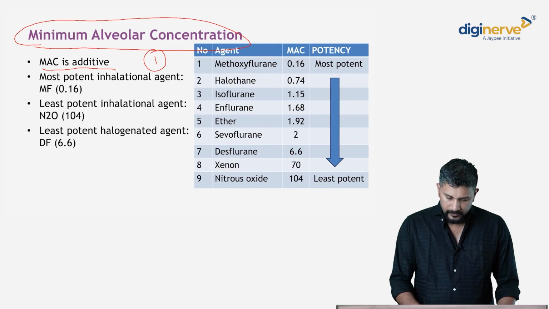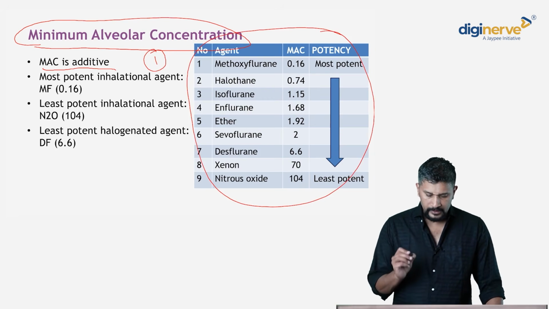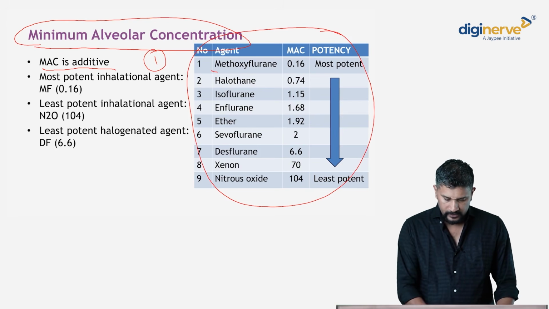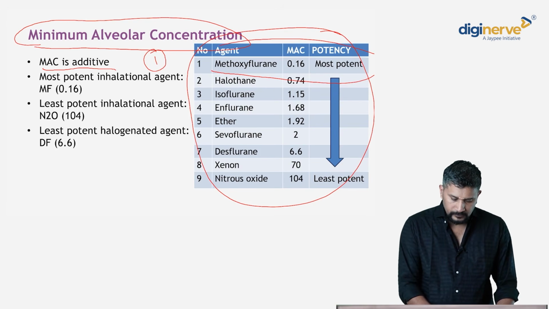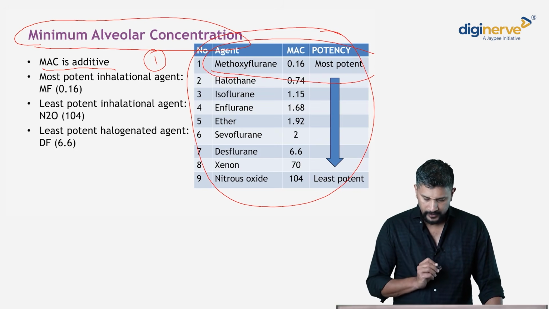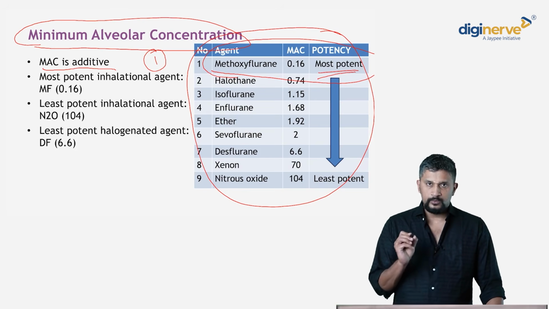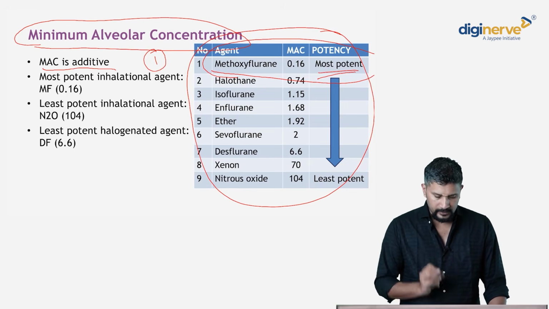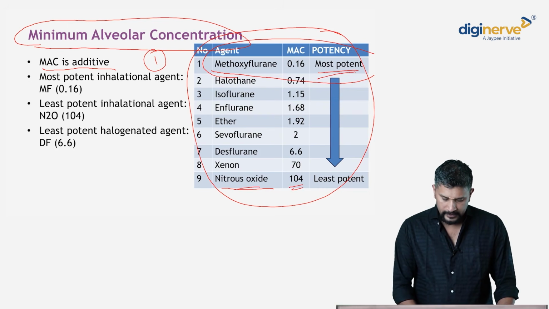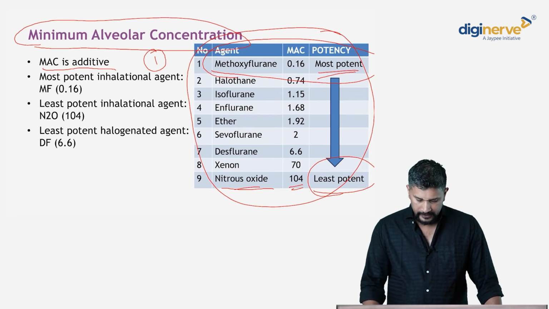So again, you need to remember the MAC value of all your important commonly used volatile anesthetic agents. We see here that methoxyflurane is the fluorinated agent which has the least MAC value of 0.16 and it is therefore the most potent fluorinated volatile anesthetic agent available. Nitrous oxide with a MAC value of 104 is the least potent. However, this is not a fluorinated agent.